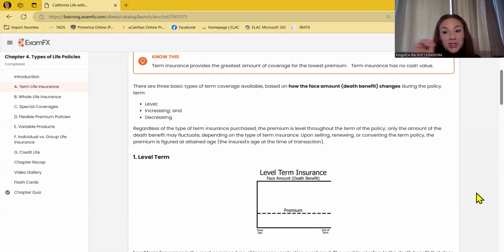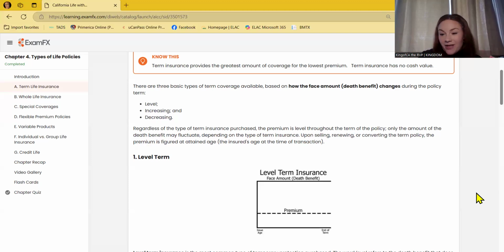Okay. So two level things in level term. Let's just know that there's two different things. All term has level premiums except for annual renewable term. Okay, so I just want you to know that when you see increasing term, it's talking about the death benefit.